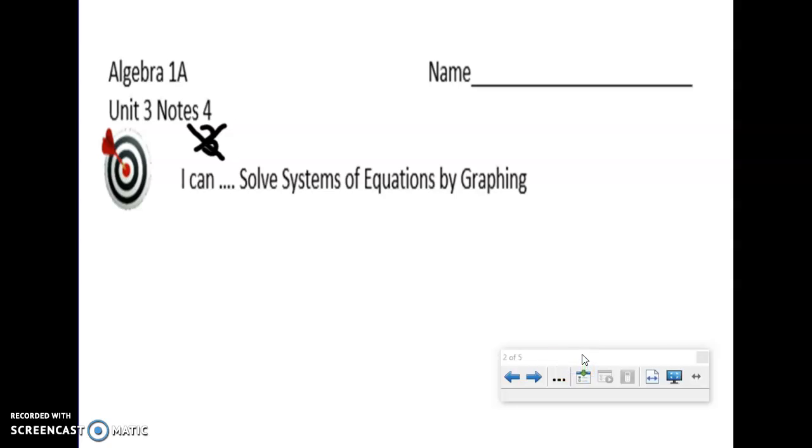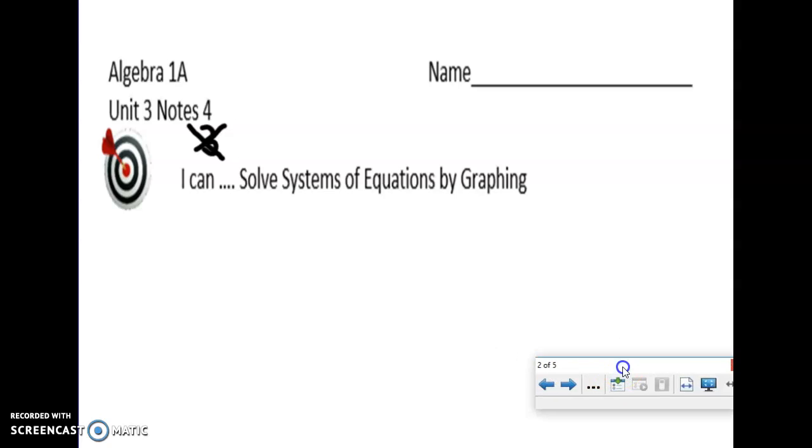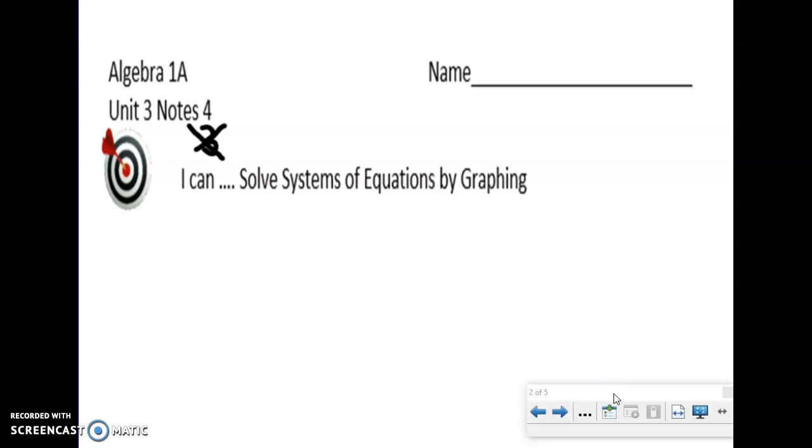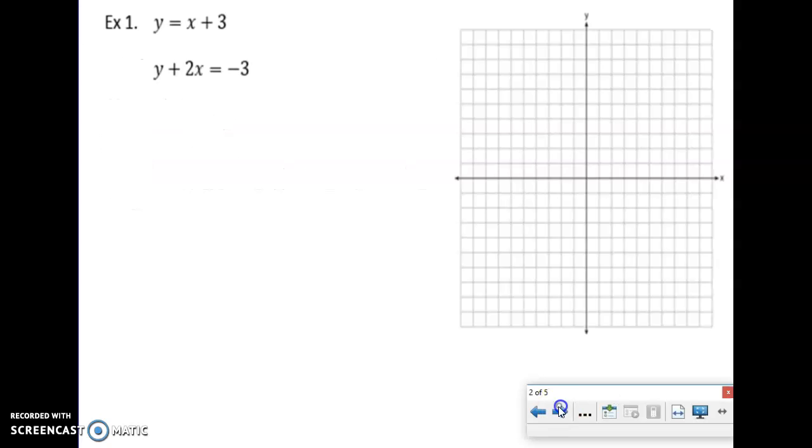So here we go with a lesson on solving systems of equations graphically. And by the end of this, you should be able to not only solve it, but also be able to tell me how many solutions there are based on the graph. So let's get right into it today with graphing these two linear equations.